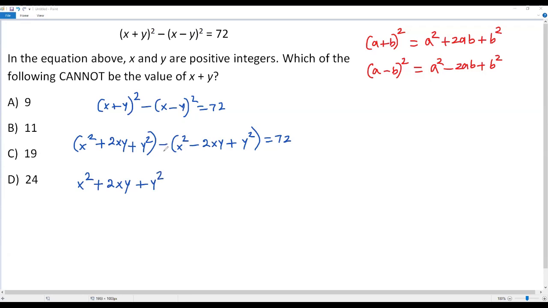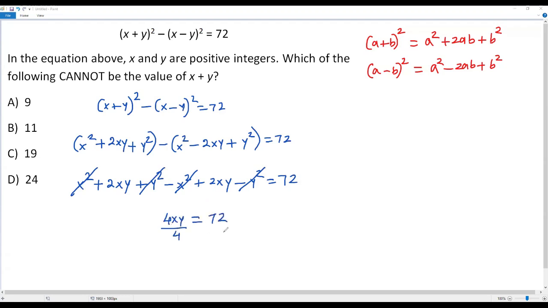Okay, now we have to distribute this negative sign to each term inside the parentheses over here. When I distribute this negative sign to x², I am getting −x². When I multiply this negative and negative, I am getting +2xy. And when I multiply this negative and positive, I am getting −y² = 72. Here, positive x² and negative x² will cancel out. Positive y² and negative y² will cancel out. When I combine this positive 2xy and positive 2xy, I am getting 4xy. On the right side, we have 72.